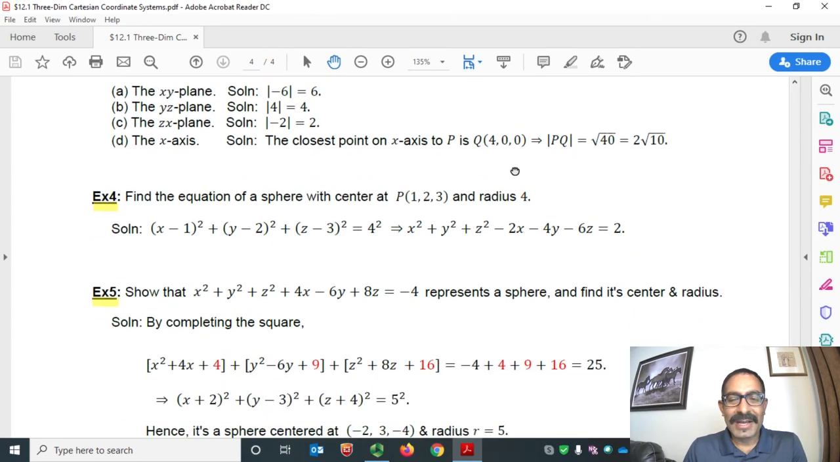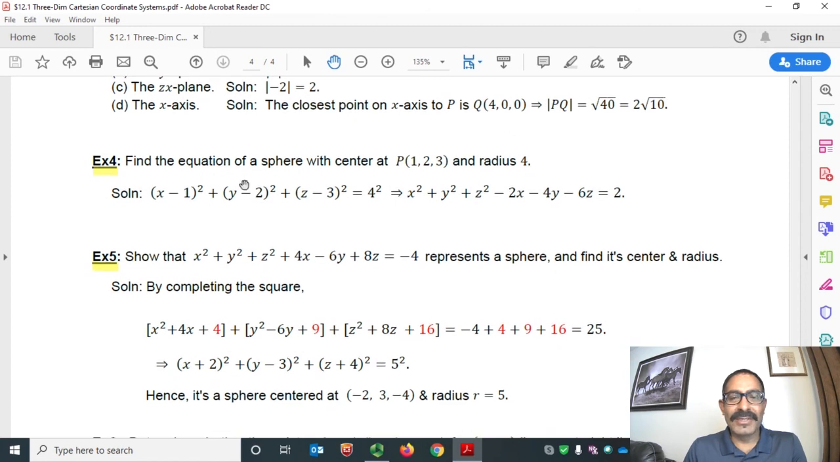Now let's move on. Example 4. Find the equation of a sphere with center at (1, 2, 3) and radius 4. Begin the solution. Just apply the formula. (x minus 1) squared plus (y minus 2) squared plus (z minus 3) squared equals the radius squared. Simplify. Keep just this equation: x squared plus y squared plus z squared minus 2x minus 4y minus 6z equals 2.